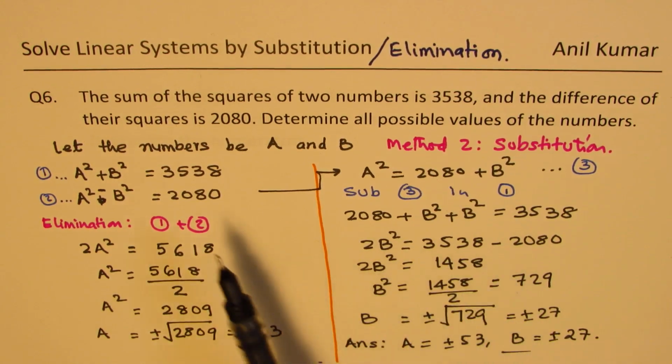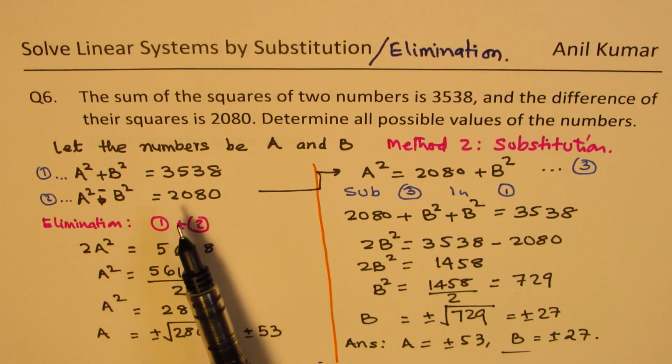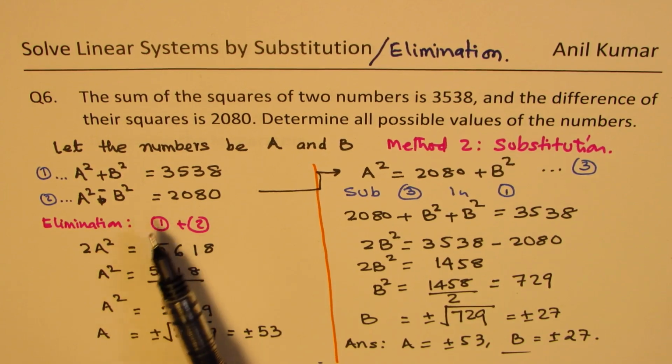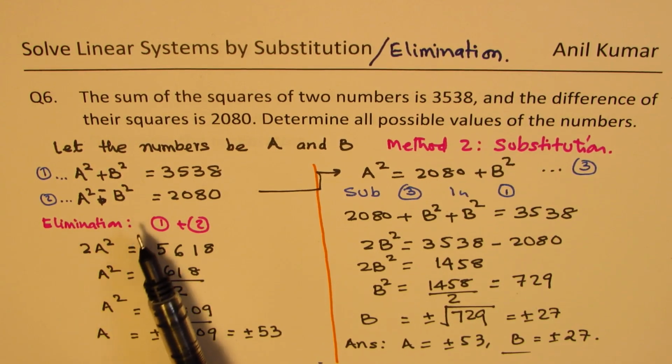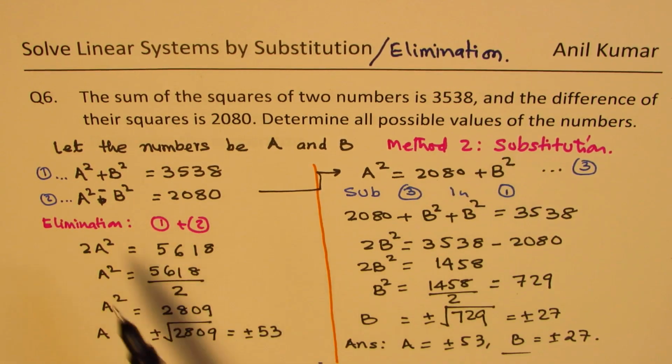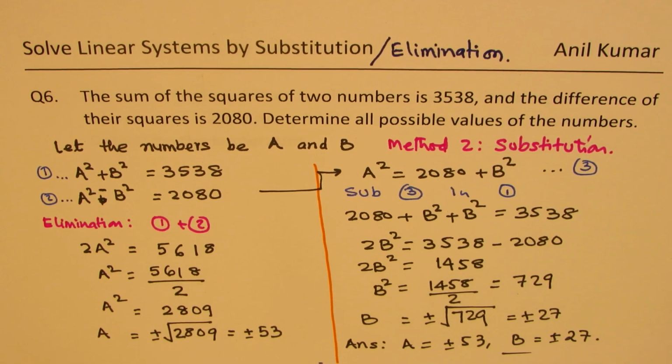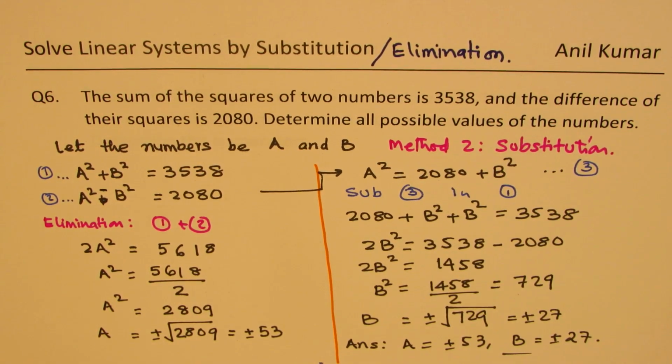Now it's very clear you could follow any one method and solve, right? So sometimes elimination is better. However, we'll solve all the questions with substitution but show you elimination on the side, just as we did here. Is that clear to you?